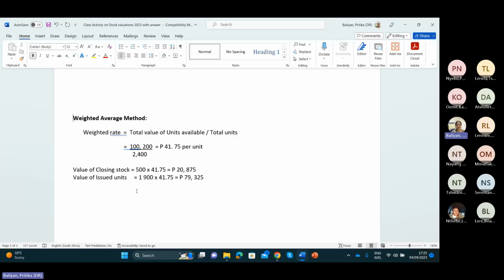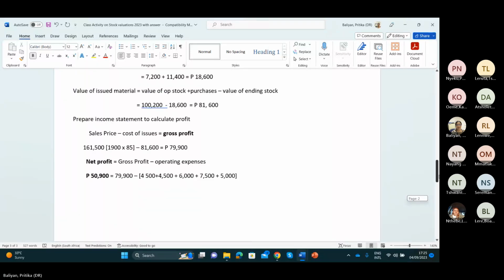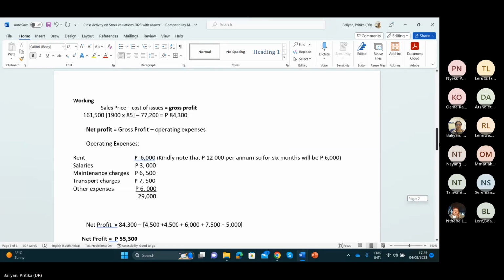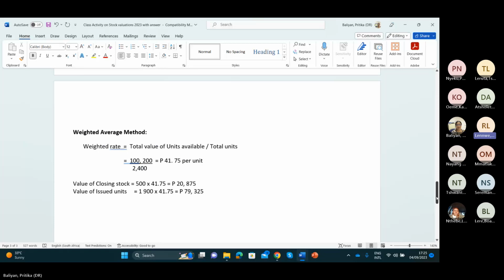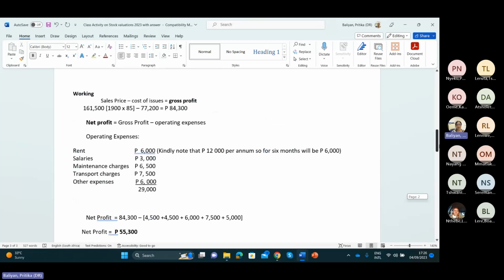Please everyone try to calculate the amount of gross profit, then let us know. Ma'am, is the gross profit 77,200? Everybody get the same answer? $77,000. How much is? 77,200. No, it can't be.